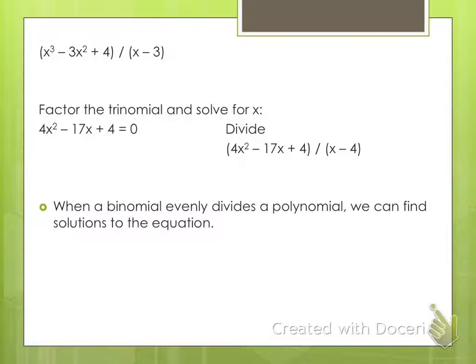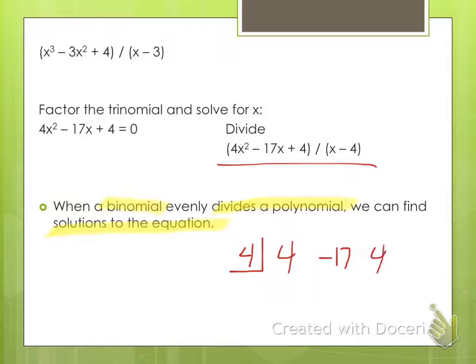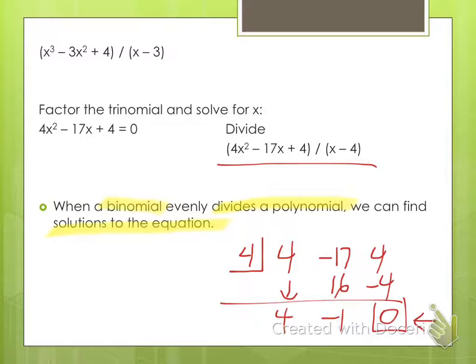So, when a binomial evenly divides a polynomial, we can find the solutions to the equation. So like for this one up here, when I do synthetic division, I get a positive 4 in the box. Then I have 4, negative 17, and 4. Bring my 4 down. 16, negative 1, negative 4, and 0. Since I get a remainder of 0, that means that 4 is one of my solutions.